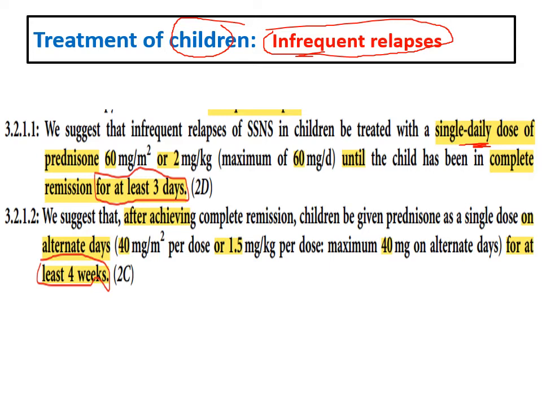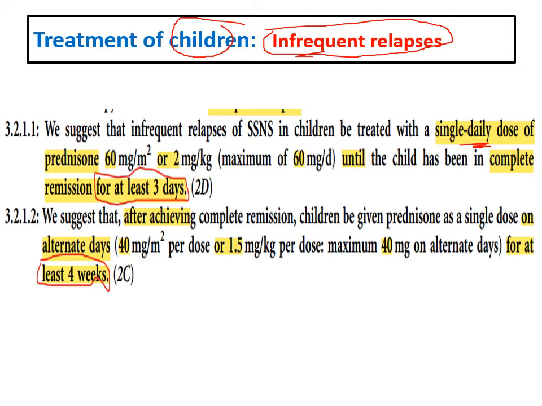يبقى if a child presented with a relapse, I should treat him with the same regimen for induction, daily steroids 60 mg per square meter or 2 mg per kg until the child became in complete remission for at least 3 days. And then after achieving the complete remission, the child should continue his daily dose, single dose after achieving complete remission.